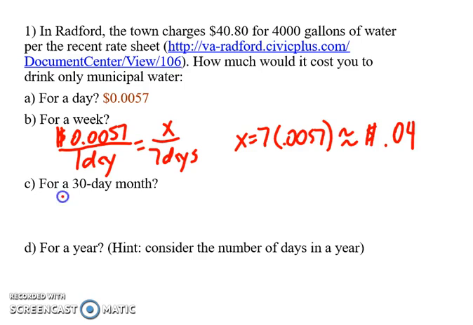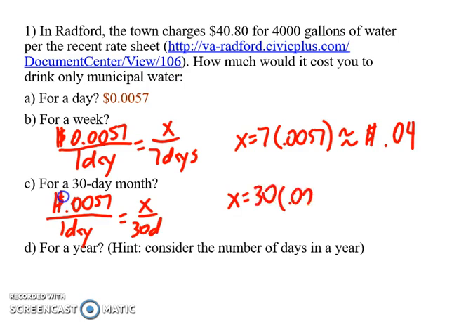When I go to a 30-day month, I can do the exact same thing. I can say it's 57 ten thousandths of a dollar for 1 day, so a little bit more than half a penny, and I can say, well, I'm looking at 30 days. When I cross multiply, I'm going to do 30 times that little over half a penny and get approximately, now it's going to cost me just over 17 cents. 17 cents for a month of water.